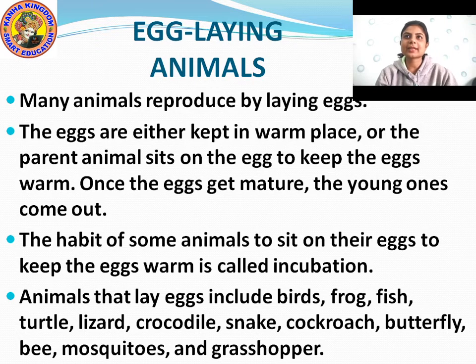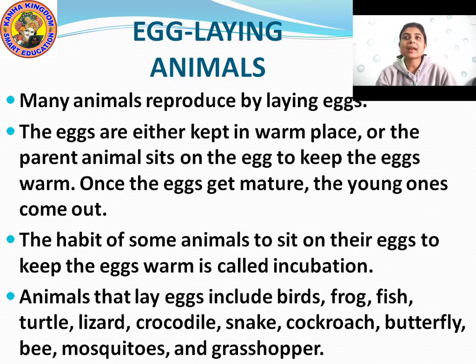So now let us study about egg laying animals. Students, there are many animals that lay eggs to reproduce their own kind, to reproduce the young ones of their own kind. There are many types of animals that lay eggs to reproduce the young ones of their own kind. See, it is written, many animals reproduce by laying eggs.